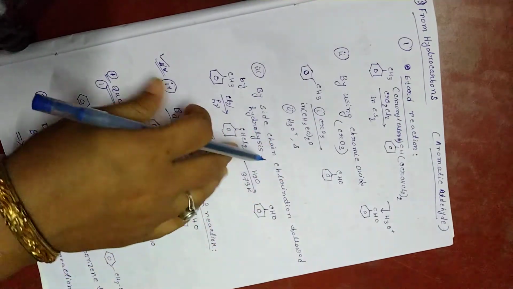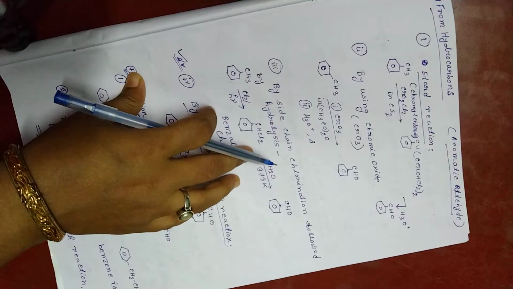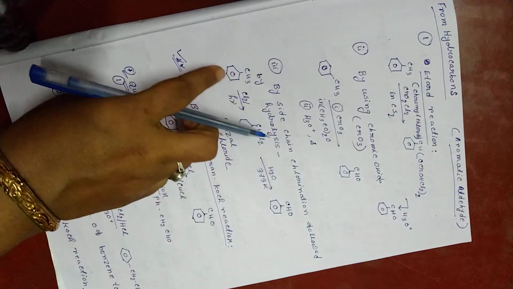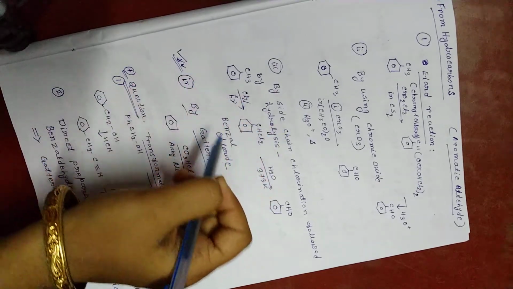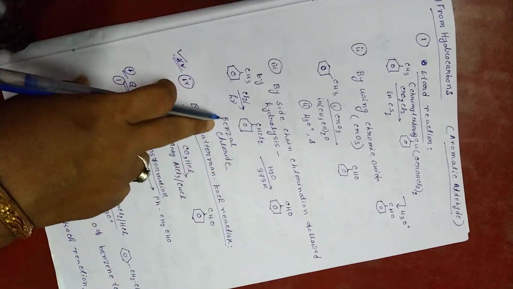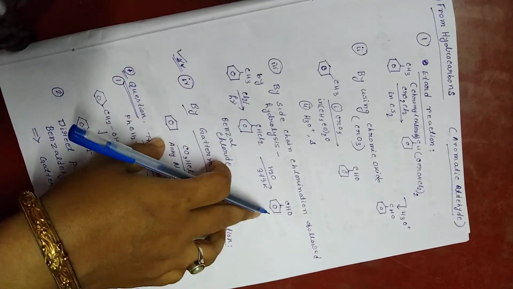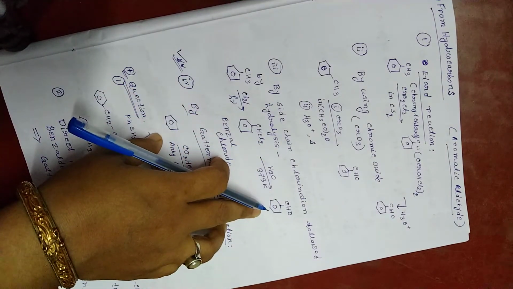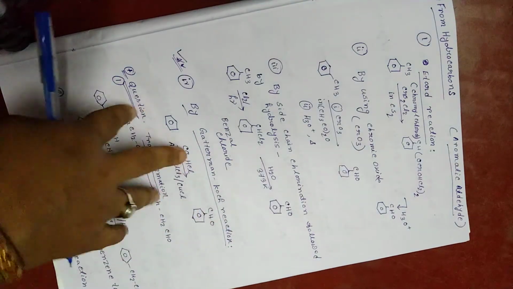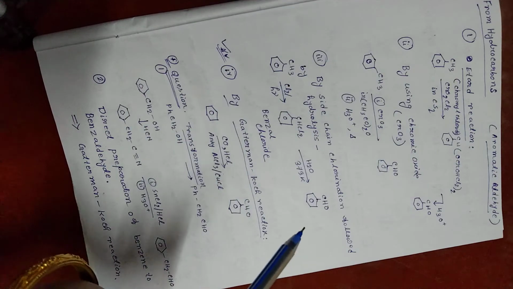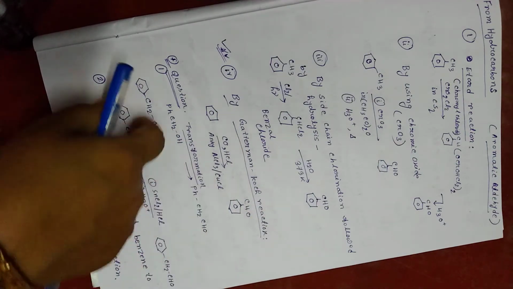Next, by side chain chlorination followed by hydrolysis. Side chain chlorination means, suppose we take this toluene and we do chlorination, we get benzyl chloride. Then benzyl chloride, after hydrolysis we get benzaldehyde. So these are the processes by which we get aromatic aldehyde from aromatic hydrocarbon.